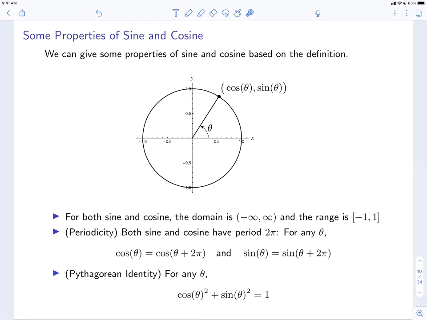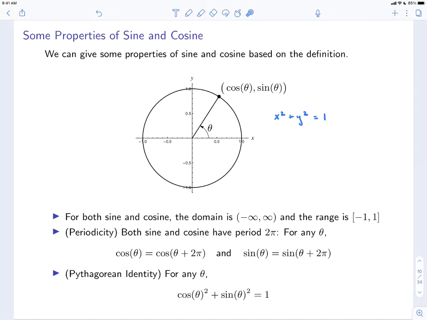You can determine some properties of sine and cosine based on the circle definition. For example, we have a circle here, the circle of radius 1, so its equation is x squared plus y squared equals 1. Just based on this equation and the properties of the circle it describes, we can say certain things about sine and cosine. For example, both sine and cosine have domain the set of all real numbers. That's because we move in the positive direction going counterclockwise.